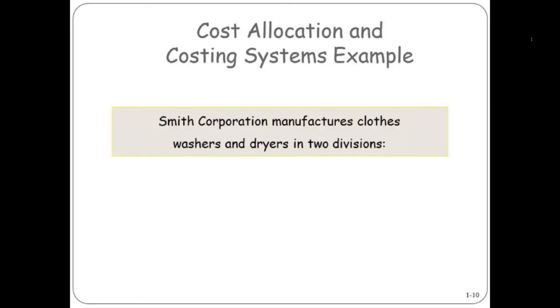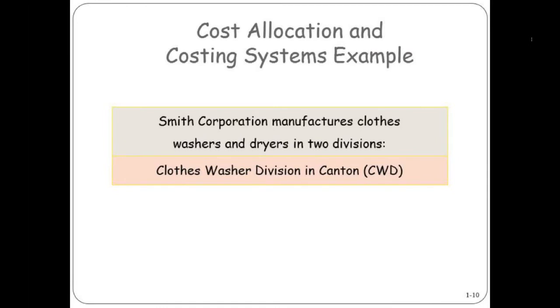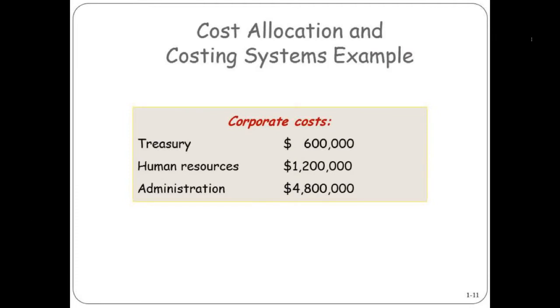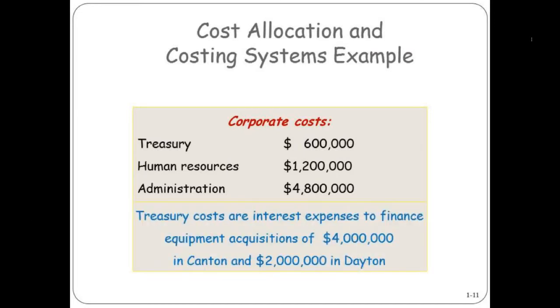We have an example. Smith Corporation manufactures washers and dryers out of two divisions, a washer division and a dryer division. Your total treasury costs are $600,000, HR is $1.2 million, and other administrative is $4.8 million. The treasury costs fall in the category of interest expenses that were used to finance equipment. And you see $4 million of equipment in, I think, the washer division, and $2 million in the dryer division.